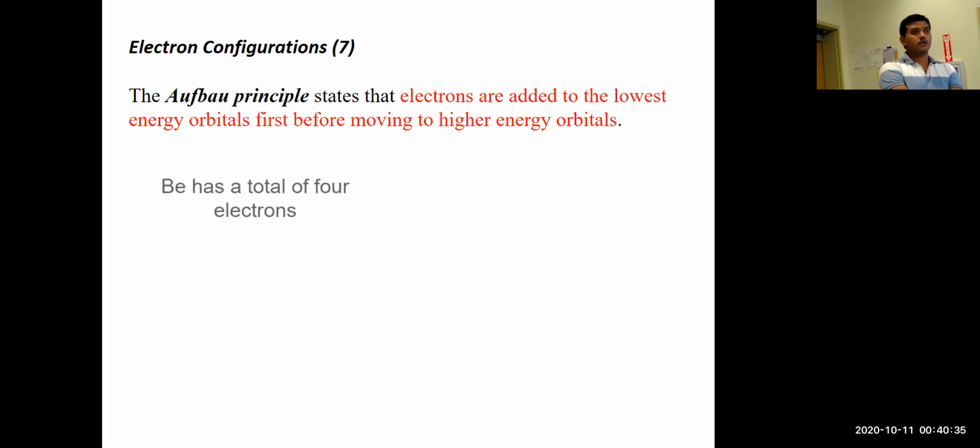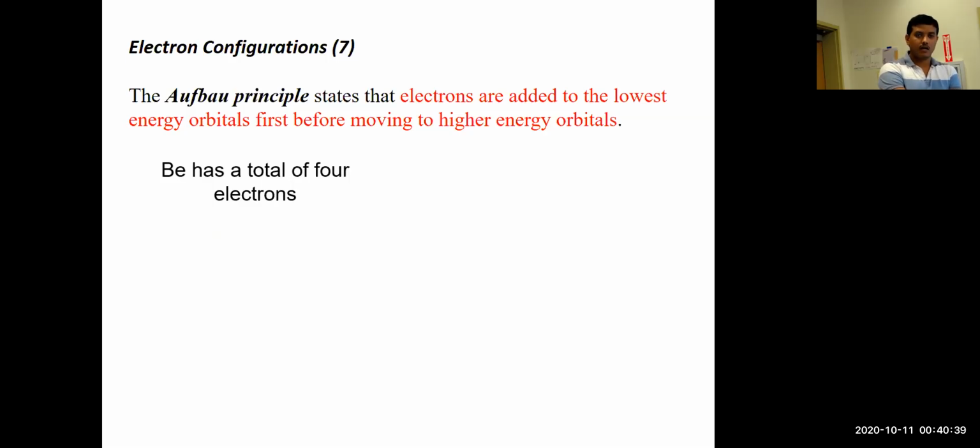Let's look into another problem. Beryllium. Beryllium has 4 electrons. Again, practice with me. The Aufbau principle says that you should fill up the lower energy levels completely before you move into higher energy levels. So you start with 1s, and you know there are 4 electrons, and for 1s you would use 2 electrons, so you would be left with 2 more electrons.